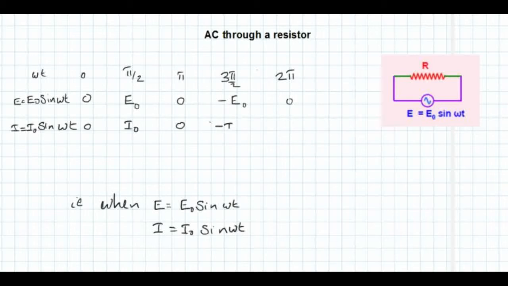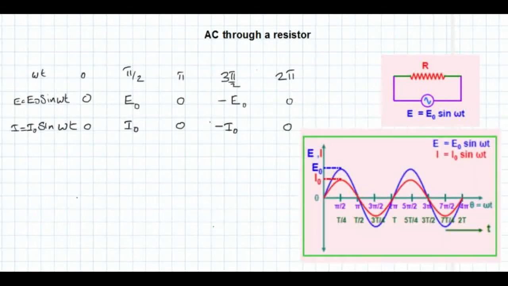Then it is 3 pi by 2. When it is 3 pi by 2, sin 3 pi by 2 or sin 270 is equal to minus 1. Minus 1 into I0 is minus I0. Then finally it is 2 pi. Sin 2 pi is equal to 0. So we can see that the variation of current and voltage are similar with the variation of omega t. And this we can show with the help of a graph as shown here.